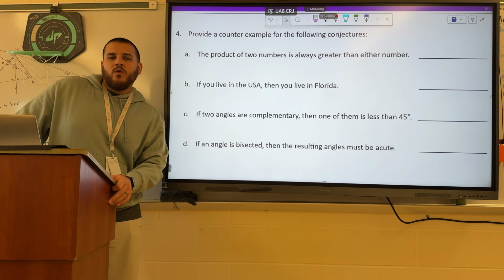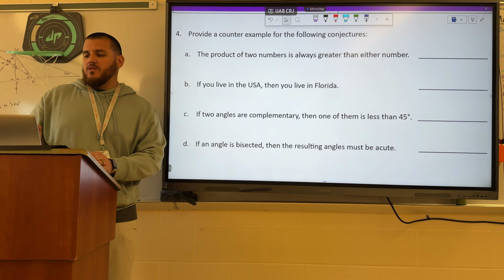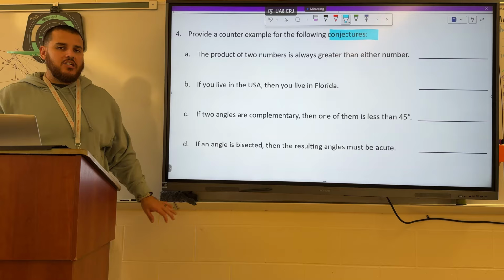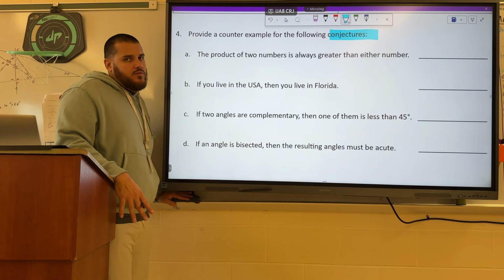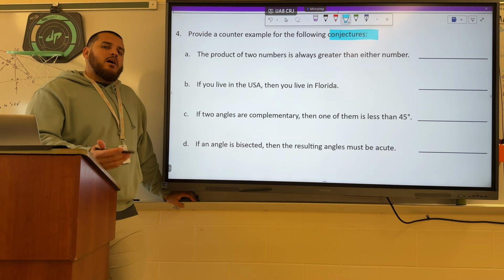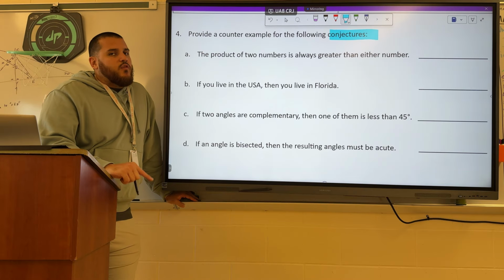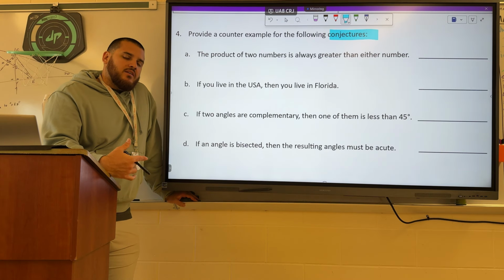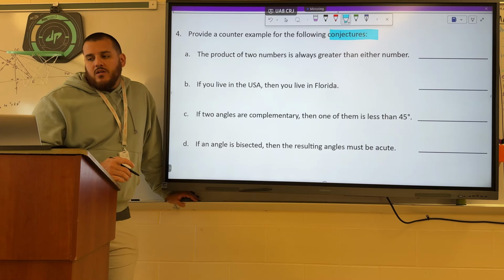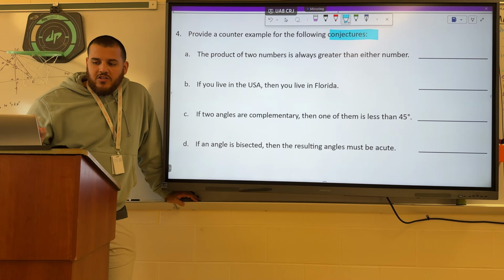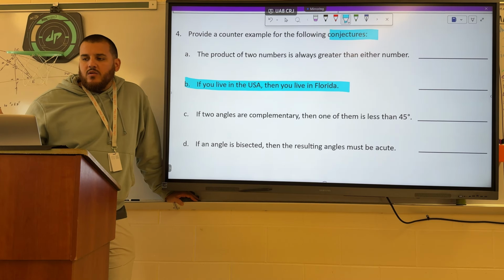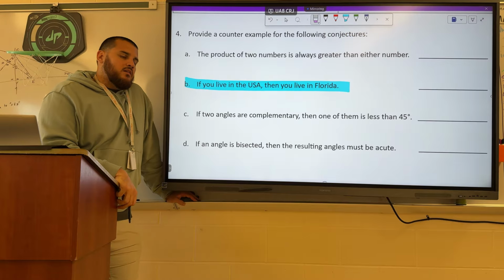In example 4, we're providing some counter examples for conjectures. A conjecture is just a statement, an unproven statement. So if we're providing a counter example, that means our conjecture is false, and we just need to give an example of why it is false. For example, I'm going to start with the easiest conjecture here, which is B. It says, if you live in the USA, then you live in Florida.